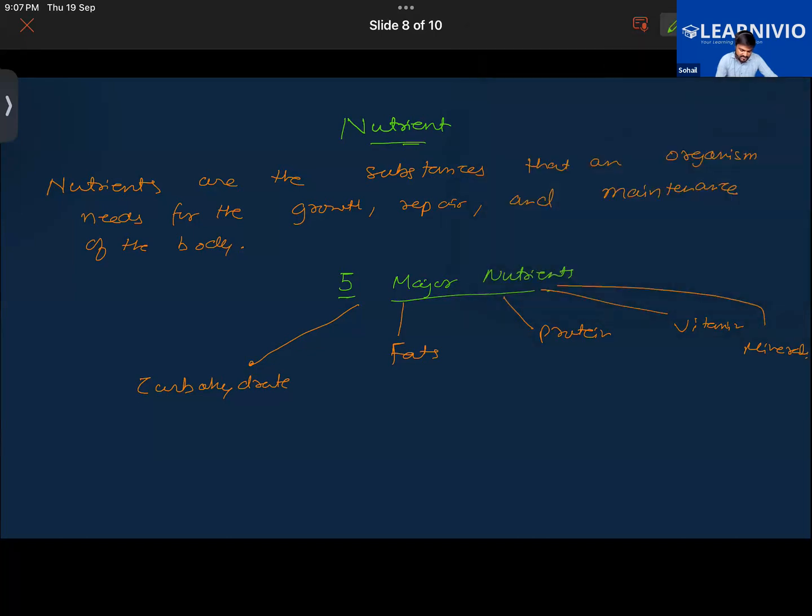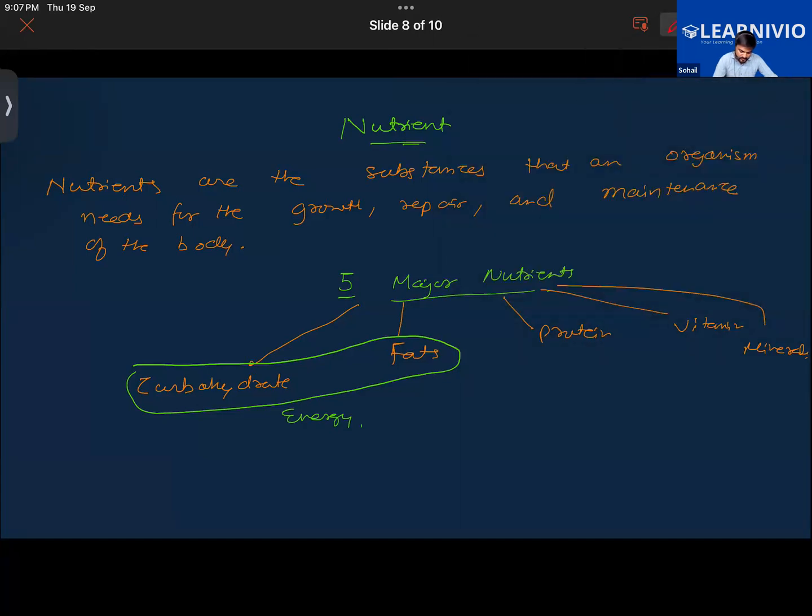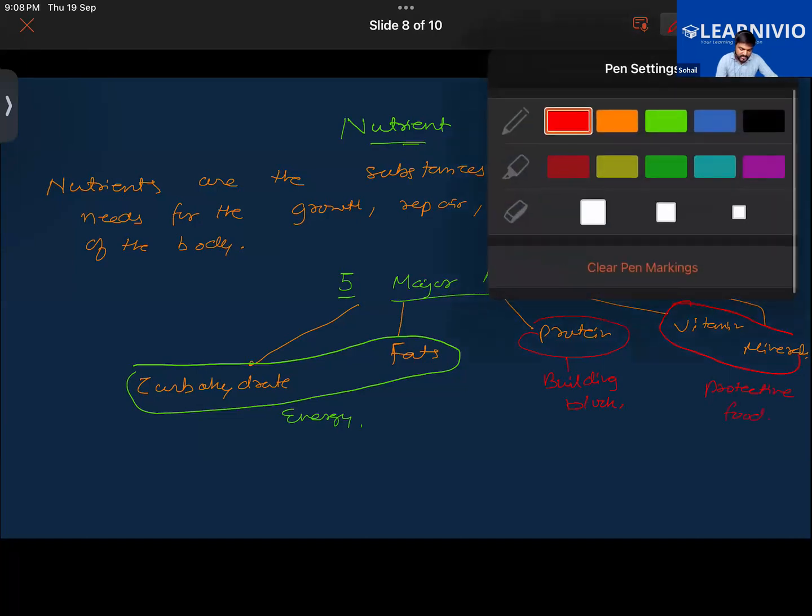The first two nutrients are classified as energy giving components of the food. They provide us with a sufficient amount of energy. Protein is said to be the building block because it helps in the building of muscles, bones, tissues, cells, etc. Vitamins and minerals are called protective food because they offer us protection against diseases and improve our immune system.